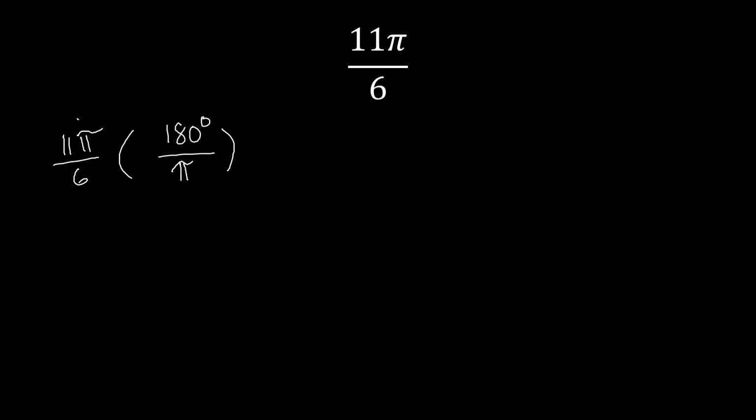So canceling common factors, we have pi and pi here. And then 6 and 180 degrees, we have a common factor, which is 6. So we cancel the common factor. 6 divided by 6 is 1. 180 divided by 6 is 30 degrees. So this is now equal to 11 times 30 degrees, that's equal to 330 degrees.